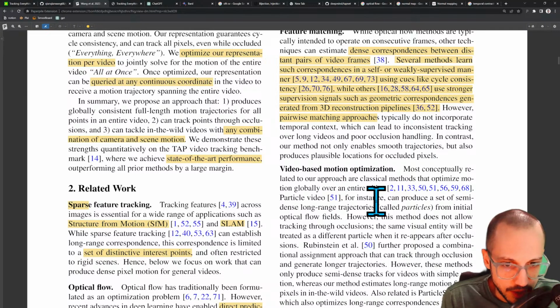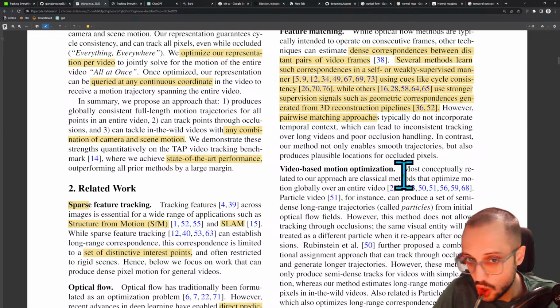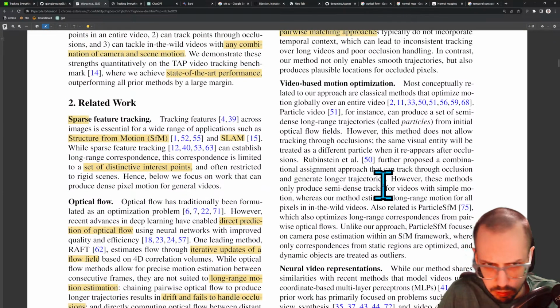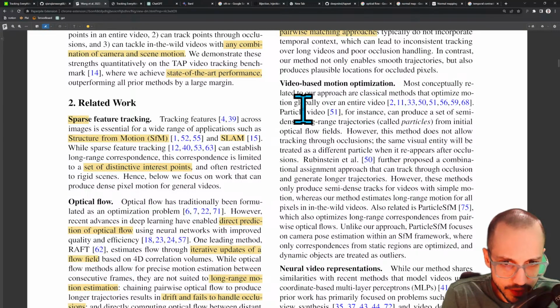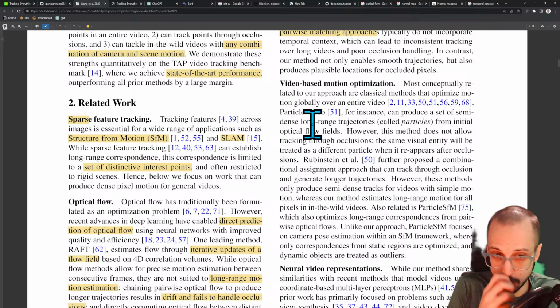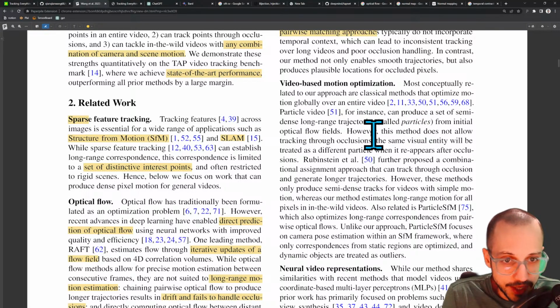Video-based motion optimization. Most conceptually related to our approach are classical methods that optimize motion globally over an entire video. Particle video, for instance, can produce a set of semi-dense long-range trajectories called particles from initial optical flow fields. However, this method does not allow tracking through occlusions. The same visual entity will be treated as a different particle when it reappears after occlusions. This is sometimes called the re-ID problem.